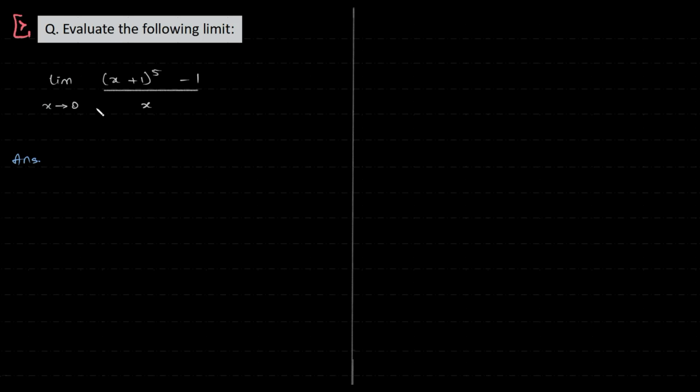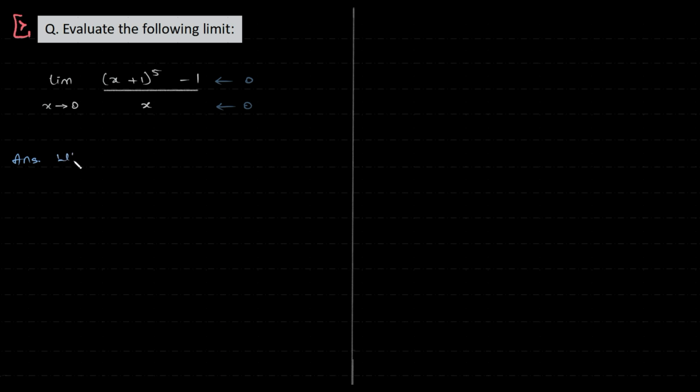Evaluate the following limit. The limit is applied across a rational function. First things first, we can directly observe over here that when I substitute x equal to 0, we get the denominator to be 0. So when the denominator is 0, check the numerator. We have 1 to the power of 5, that is 1, 1 minus 1, again it's 0. So when you get 0 by 0, what is our conclusion?